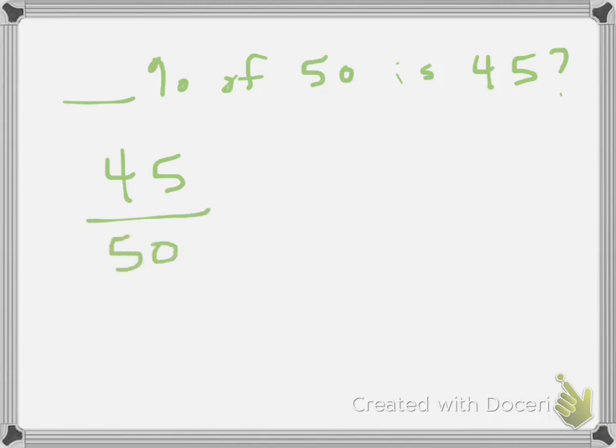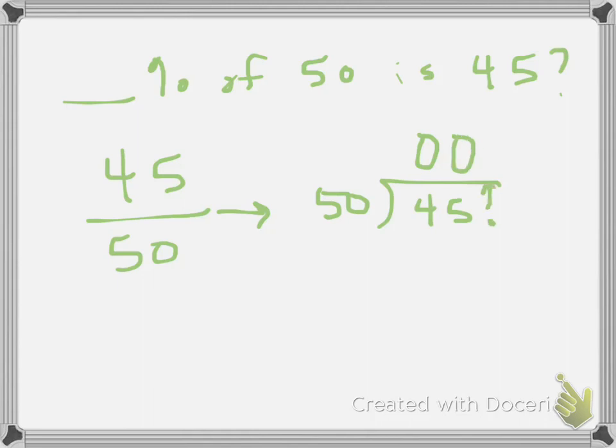So if I want to know what percent of 50 is 45, then I can set this up as a fraction. 45 out of 50, turn it into a decimal, then turn it into a percent. Top in, bottom out. So I'm going to ask myself, can I count by 50 to get to 4? I can't, so I'll put up a 0. Can I count by 50 to get to 45? No. 0. I'm out of numbers, so I need a decimal.